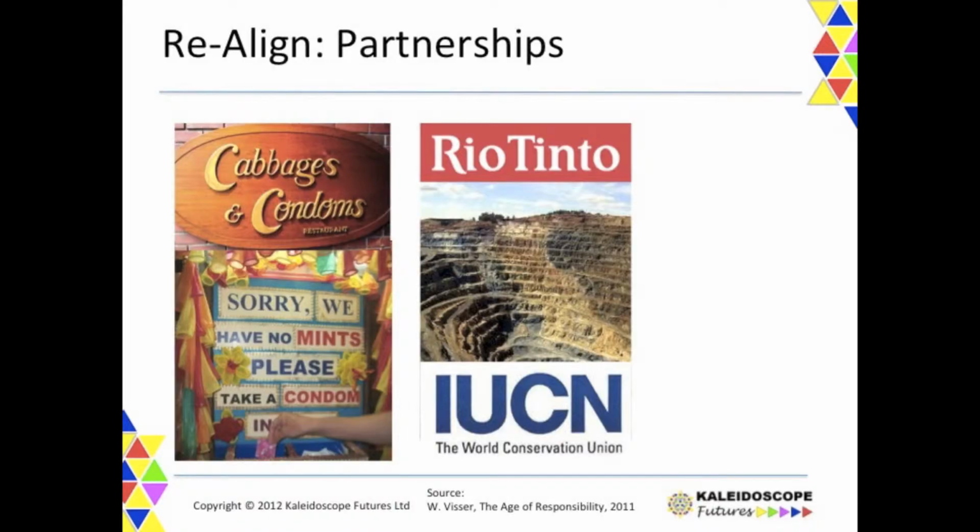Another partnership example, Rio Tinto. This is the kind of thing they do for their industry. They dig very big holes in the ground. You would expect that the conservation organizations, the environmental NGOs, would be their enemy because they have very big environmental impacts. Instead, they've got into a partnership with the World Conservation Union to say, how can we work this out together? How can we lower our impact on biodiversity?